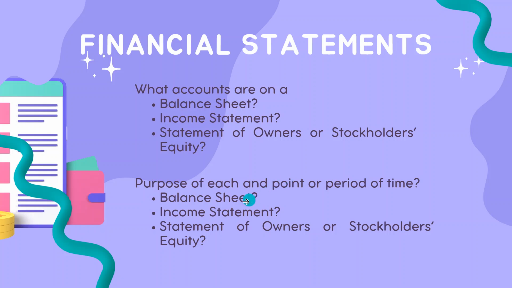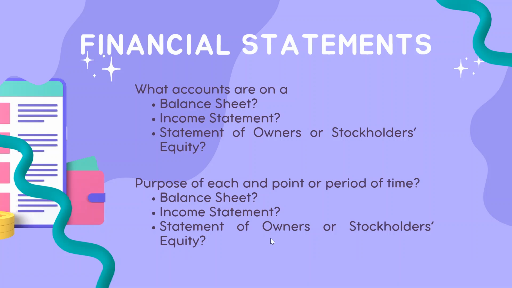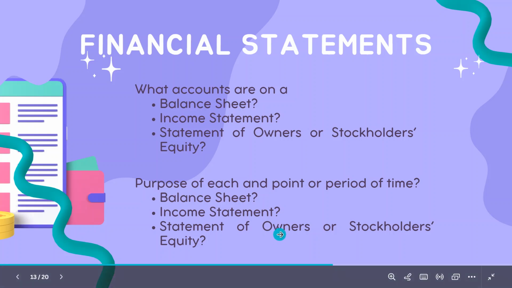The purpose of each, the balance sheet, is to show the value of the company with the equity. It's also to make sure that everything is in balance. Your assets equals your liabilities plus owner's equity. The income statement is to show your net income or your net loss for that fiscal period. And your statement of owners or stockholders' equity is to show the change of the equity account over that fiscal period.